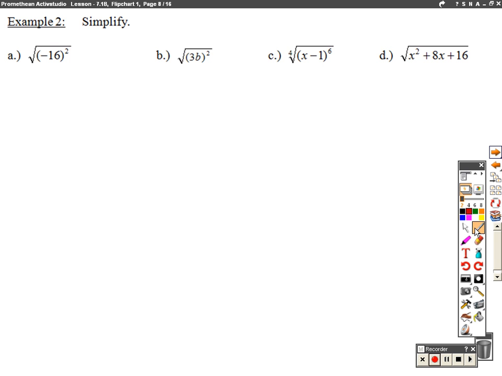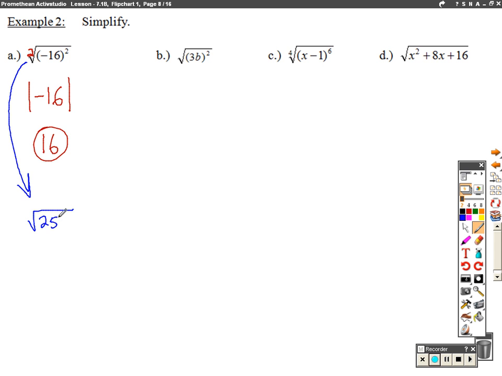Okay, looking at example 2, we have a couple problems to look through here. Easiest way to do something like letter A, my index is 2. How many times does 2 go into 2? One time, so I can pull out one of those negative 16s. However, since my index was even, whatever I pull out has to go into absolute value brackets. The absolute value of negative 16 we know is 16. Another way to look at this one, since we actually know what negative 16 squared is, I can call this square root of 256. What times itself gives you 256? 16. So that's why you want to be familiar with your perfect squares. Know that list.